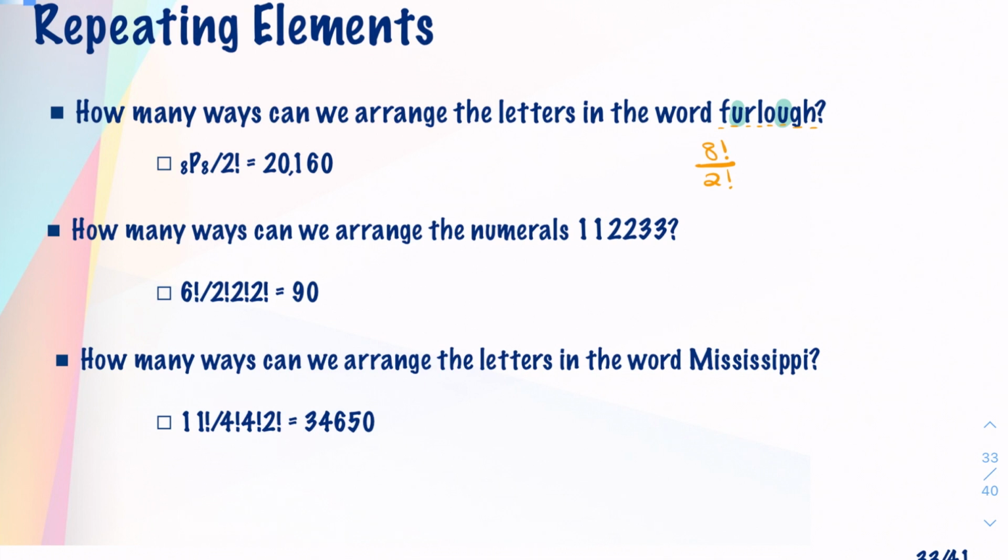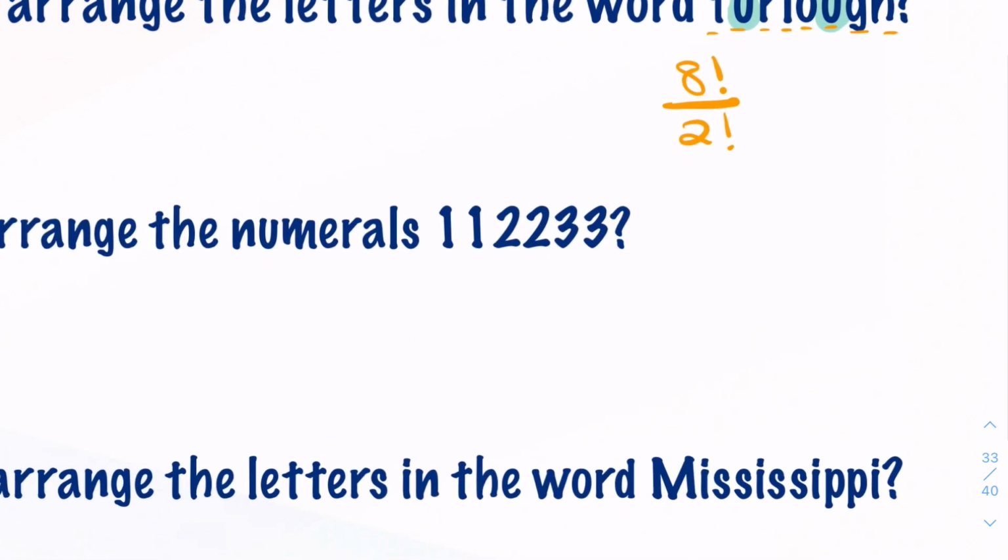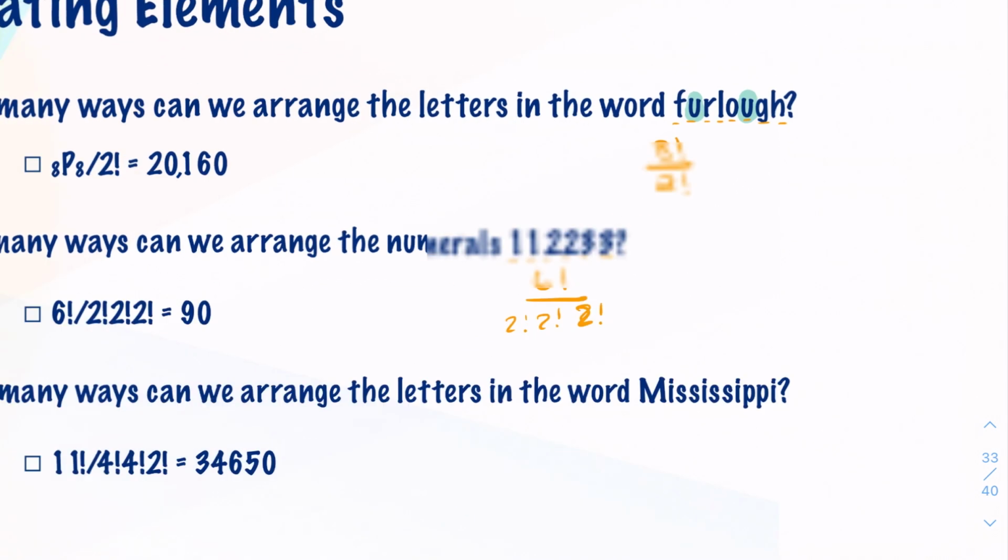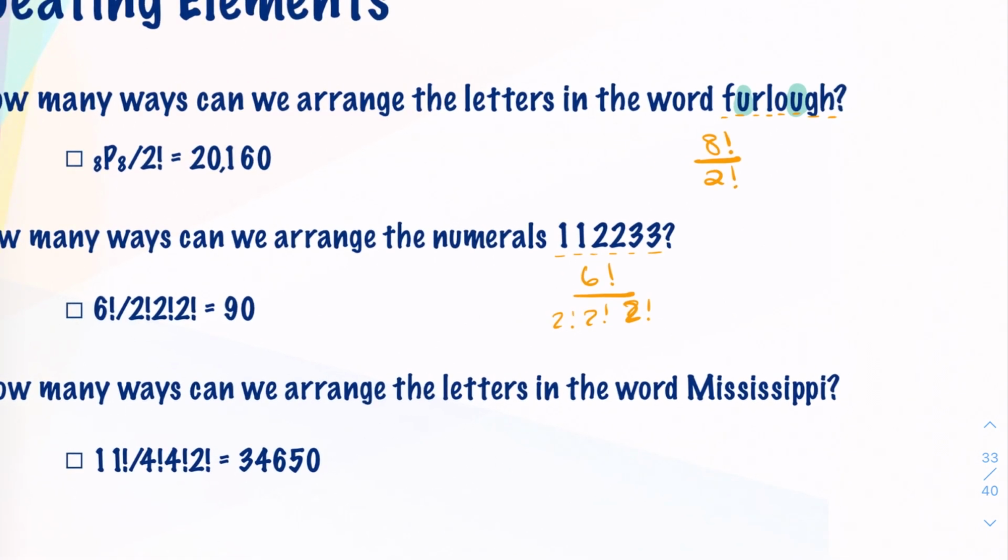How many ways can we rearrange the numerals 1, 1, 2, 2, 3, 3? Well, we have 1, 2, 3, 4, 5, 6. We count the total number. That's 6 factorial ways. And then we would go 2 factorial for the 1s, 2 factorial for the 2s, and 2 factorial for the 3s. Each of those repeated or indistinguishable numerals, we have to divide out the repeats. So if we do that, we end up with 90, which is a lot smaller than 720, which is what 6 factorial is.